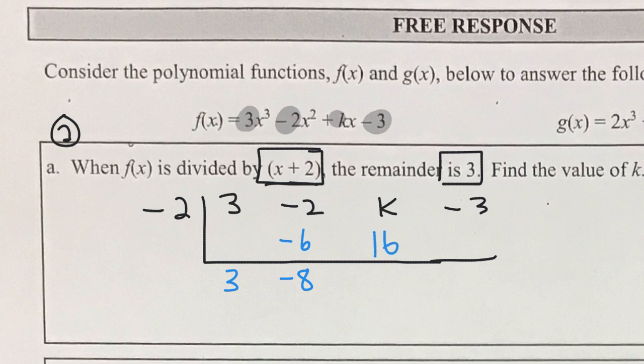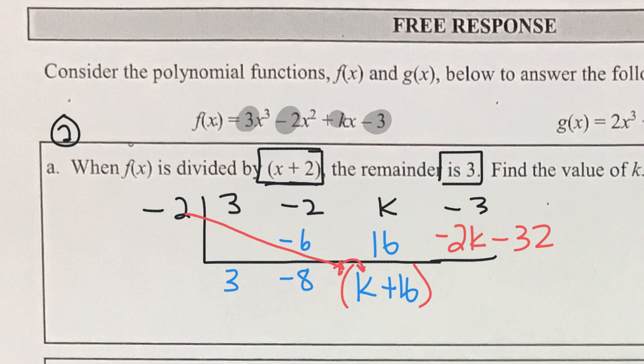Negative 2 times 8 is 16. Okay, so this is a k plus 16. Right, we are adding when you do things vertically in synthetic division, k plus 16. And now we're going to multiply both of these things times negative 2. So that's negative 2k minus 32. Because we have to distribute the negative 2 into both of those terms. So then when we add again, we get negative 2k minus 35.